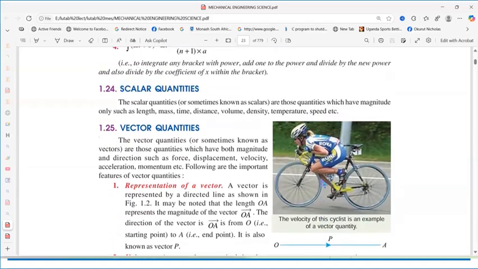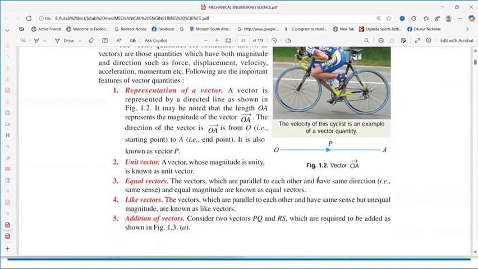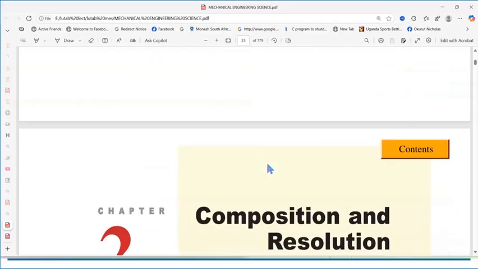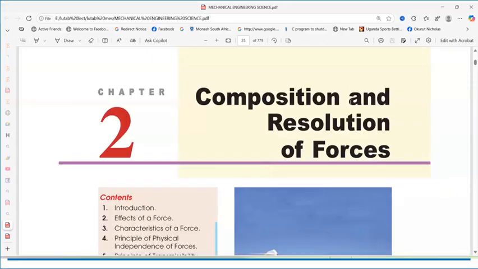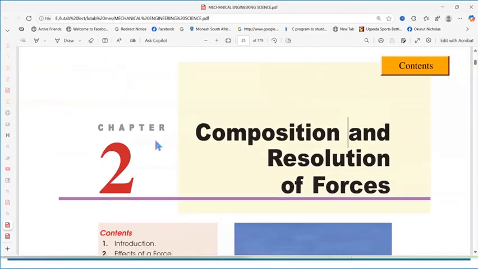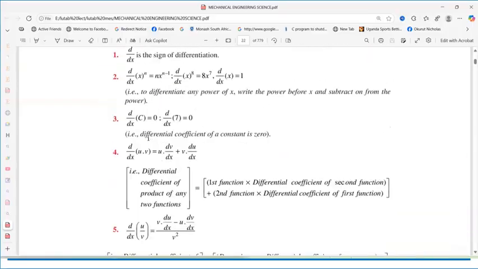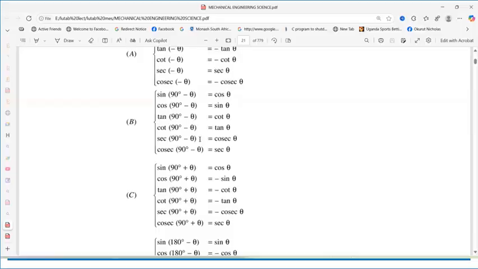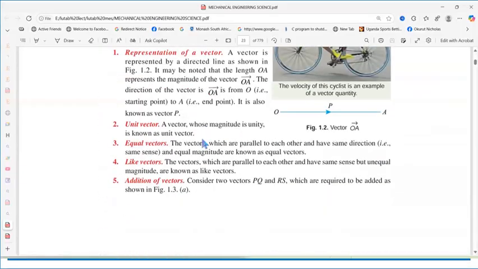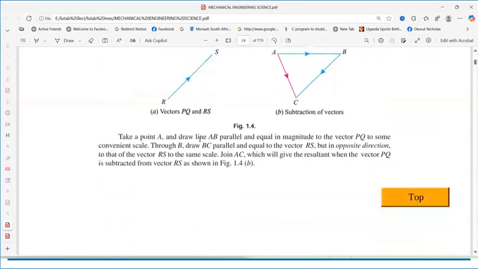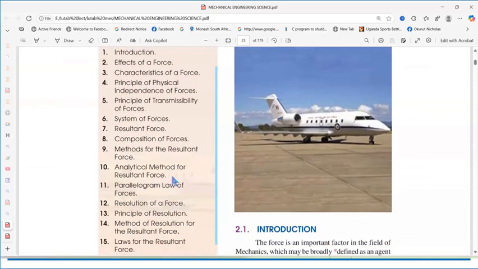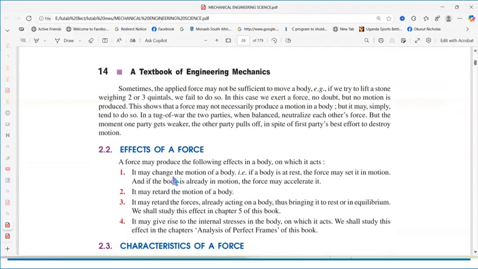So our next area we have to look at is called composition and resolution of forces. This other part is just giving you the general math that you have to understand, and we are not here to learn math. The rest of the things I've been telling you are things you already know. So the real work starts from here. Composition and resolution of forces.